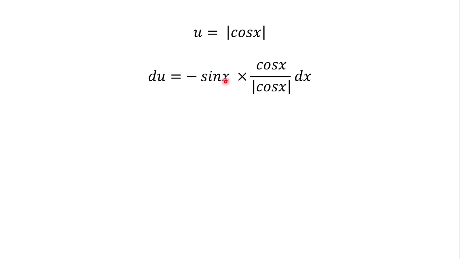So now let's multiply this by this and see what you are going to get at the end of the day. Now du is equal to minus sine x times cos x all over the absolute value of cos x dx. Now the answer to the derivative of cos x is minus sine x times cos x over the absolute value of cos x. Okay, good.